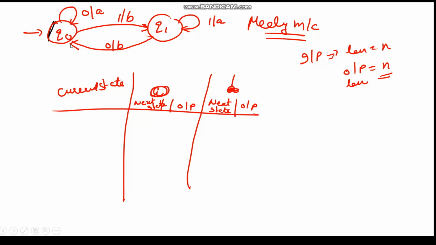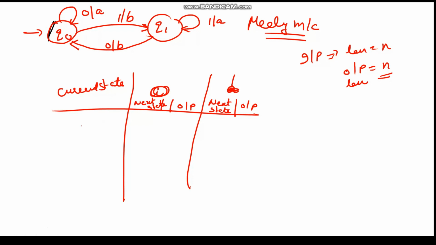It means if on Q0 we are providing 0, the output will be a, and if Q0 is given input 1, then the output in that case will be b. Now for Q1, if the input is 1, the output will be a. So if on Q1 we are giving input 0, the output will be b in this case. So this is how it works.